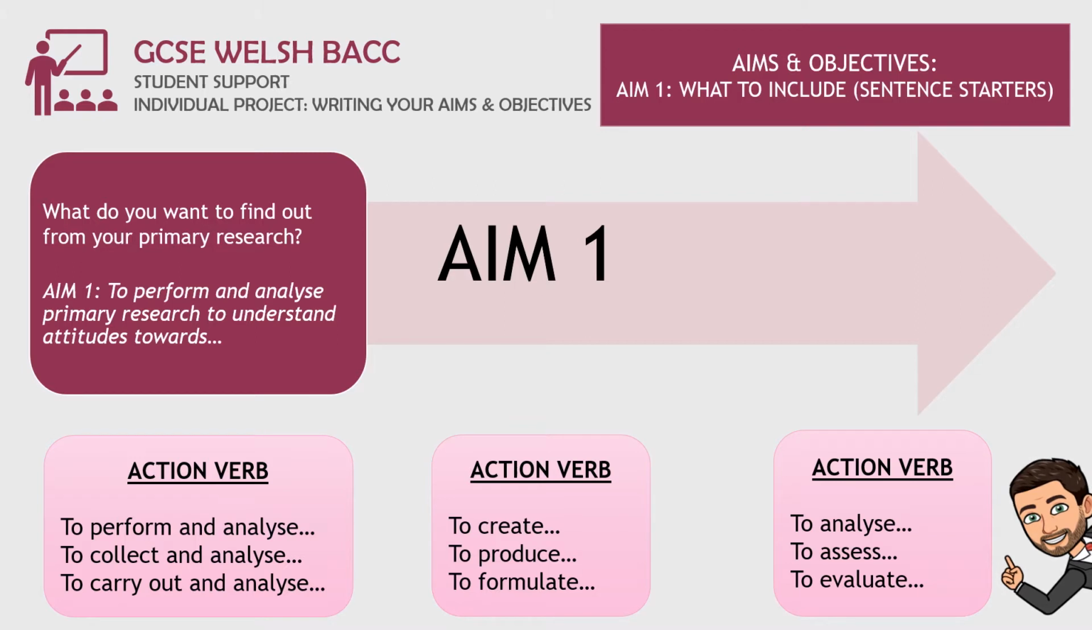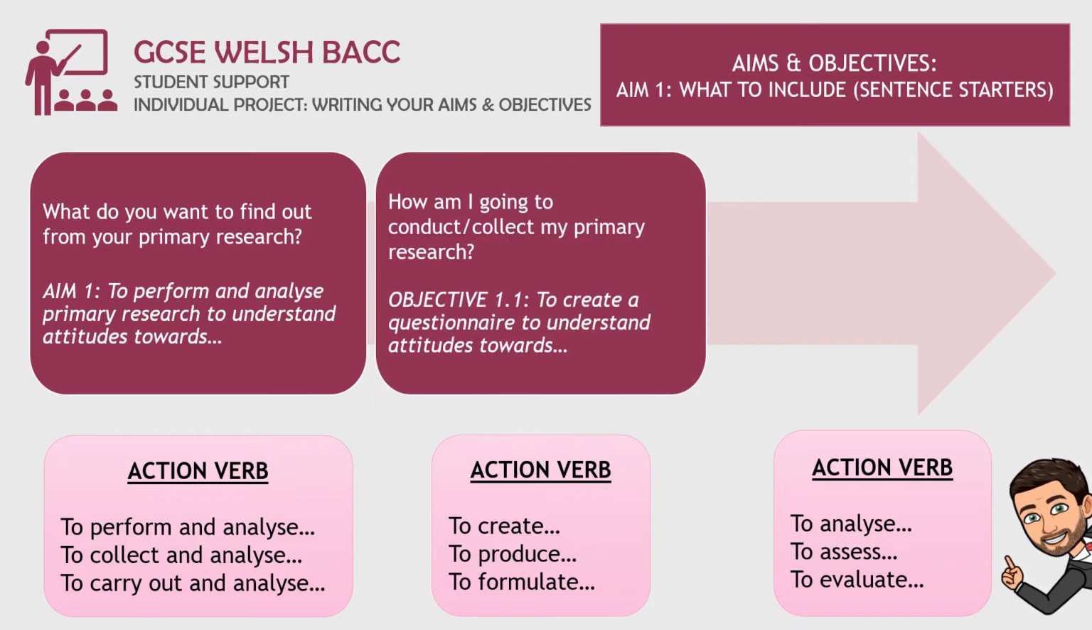You might notice just below that box I've just read from, you've got some action verbs that you might want to use. The second one then is the objective. Now, how am I going to collect my primary research? So objective 1.1, notice that it's numbered: to create a questionnaire to understand attitudes towards, and that bit that you fill in will virtually be exactly the same as what you just filled in for the first box.